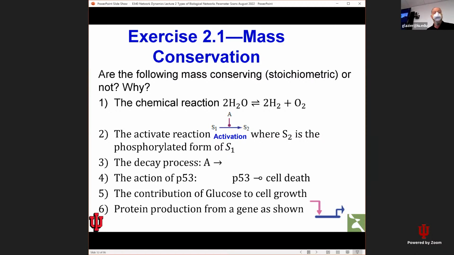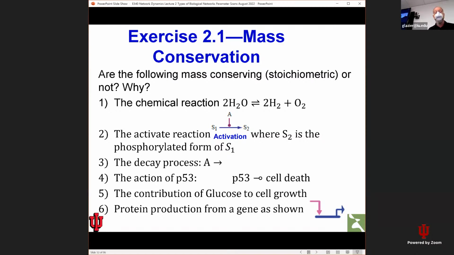Let's look at number 1. I have 2 molecules of H2O going back reversibly to 2H2 plus O2. Is that mass conserving or not? Yeah, that's mass conserving. Okay.